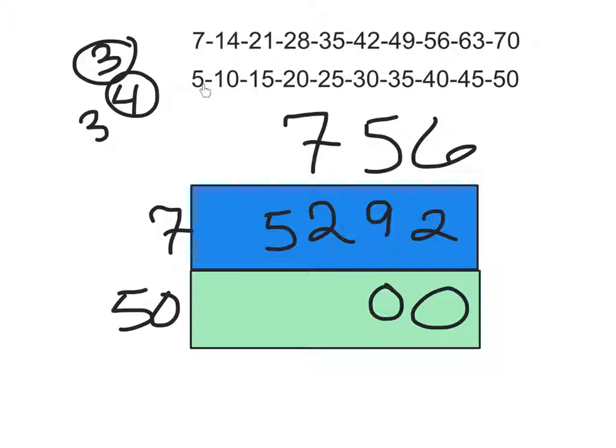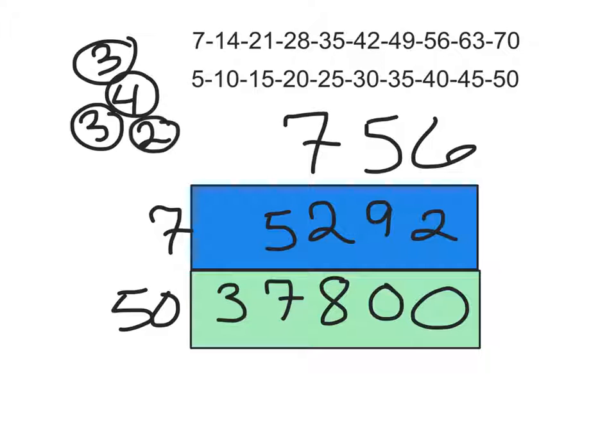5 times 5, 1, 2, 3, 4, and 5 gives me 25. Plus 3 gives me 28. I'll drop that 8 and carry that 2 right there. Superb, and now my last one, 5 times 7, 1, 2, 3, 4, 5, 6, and 7 gives me 35, plus this 2 is going to give me 37. I'll drop the 7, carry the 3, and I am all done with all my multiplication.